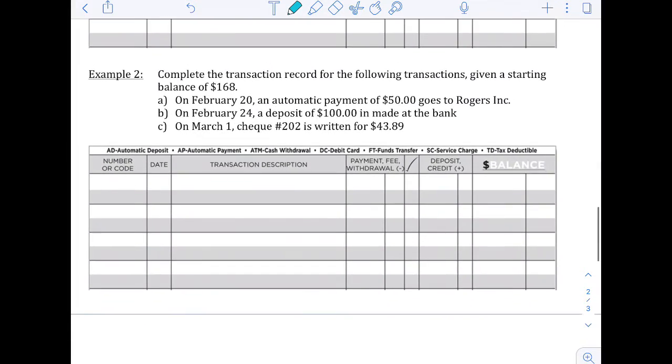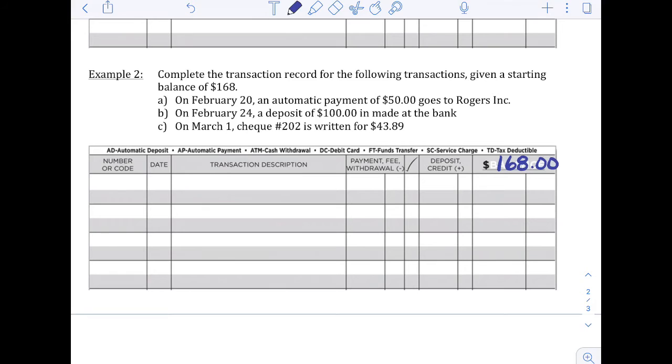So let's have a look at part 2. So same type of question. This one says, complete the transaction record for the following transactions, giving a starting balance of $168. So I'll change the color here. Maybe make it look more like pen. $168 in our account.